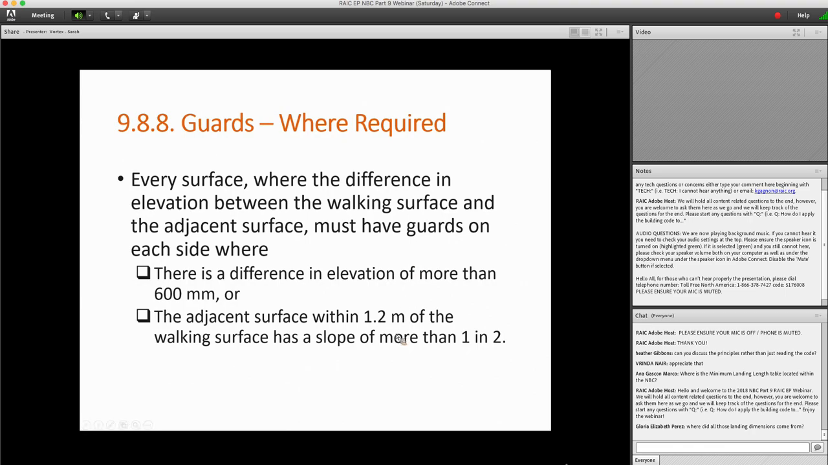Guards are required at surfaces where there is a difference in elevation between your walking surface and the adjacent surface. So this could be at the sides of stairs, the sides of platforms or other locations. Where this difference is more than 600 millimeters, or the adjacent surface within 1.2 meters of this walking surface has a slope of more than 1 in 2, you are required to have a guard.